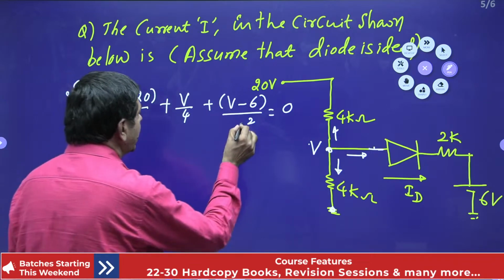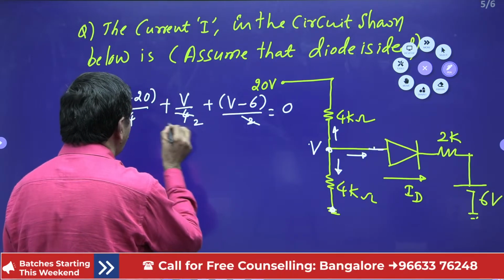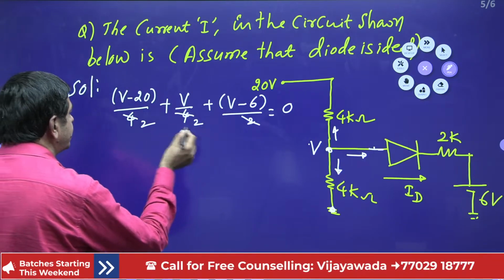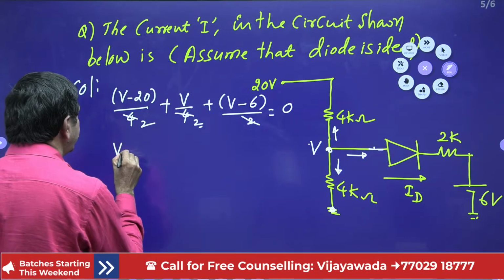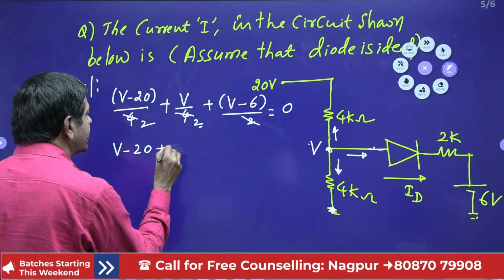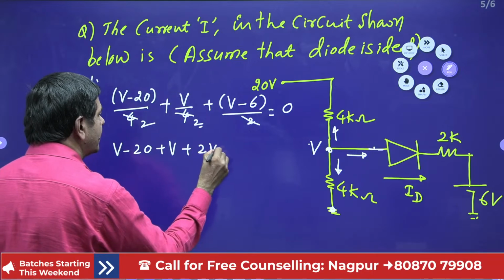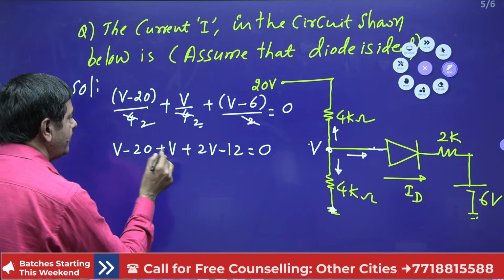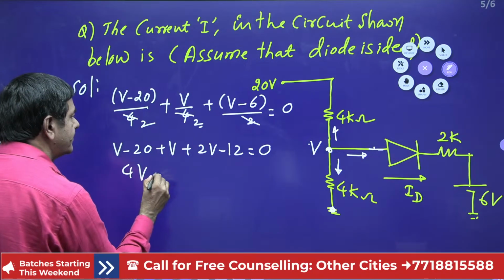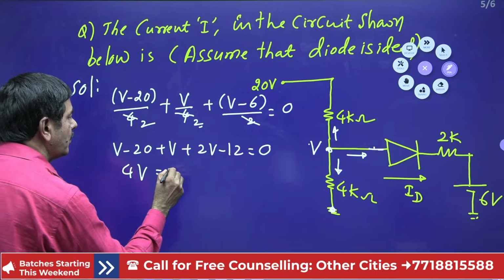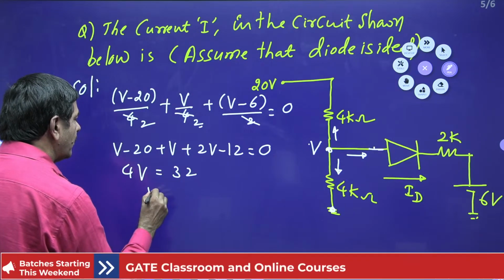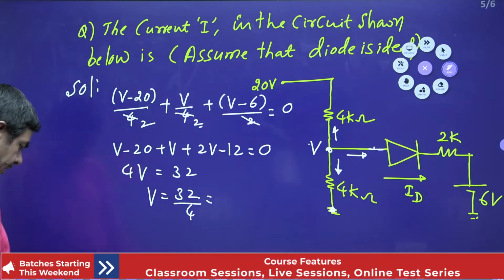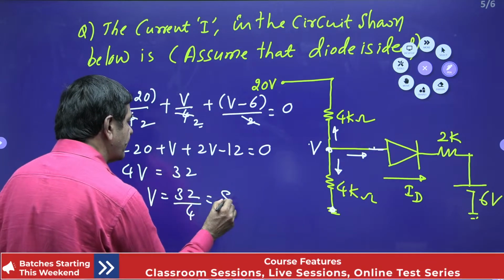I can cancel the 2's. What is the LCM? 2 is the LCM. So V minus 20 plus V plus 2V minus 12 equals 0. That gives 4V on this side, and on this side 20 plus 12, 32 volts. V equals how much? 32 by 4. We are going to get 8 volts. V equals 8 volts.